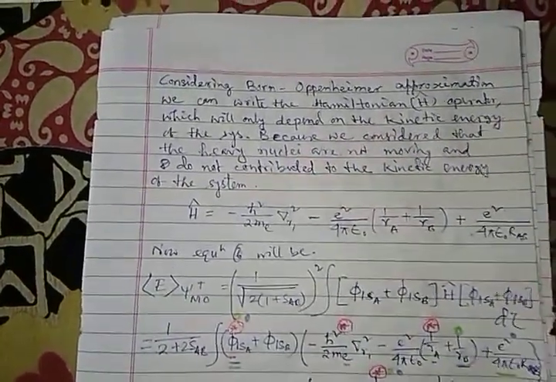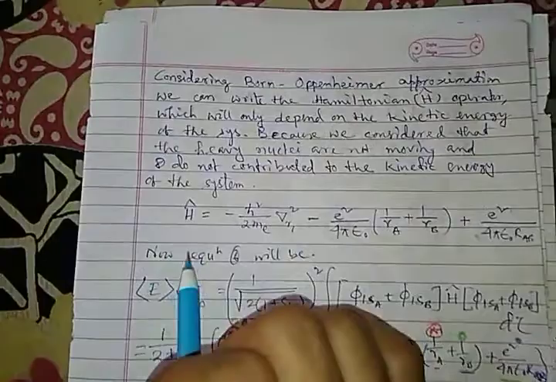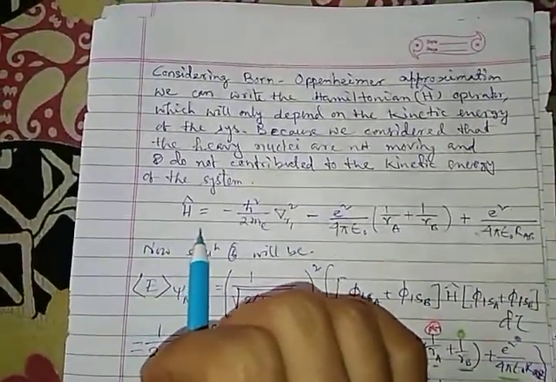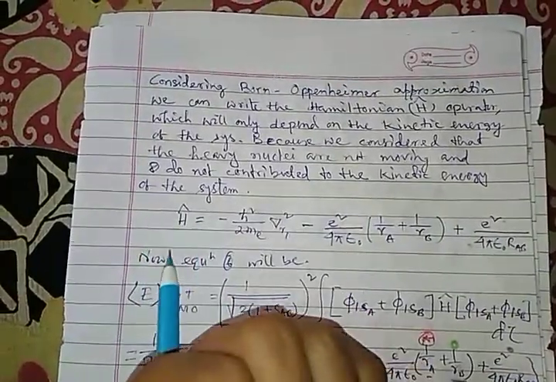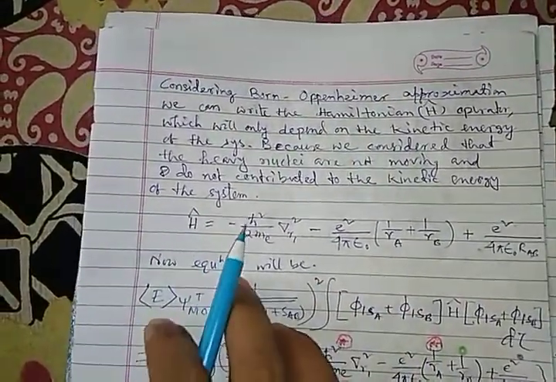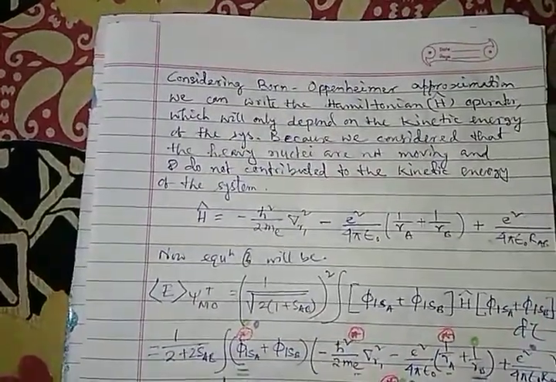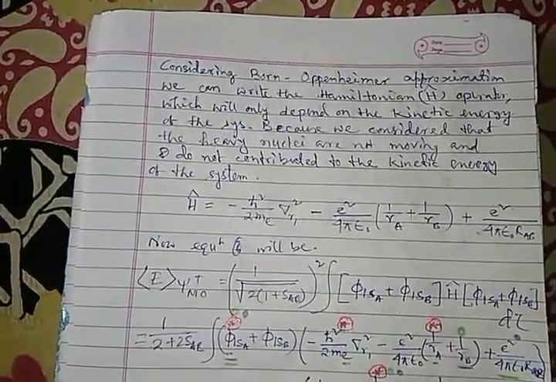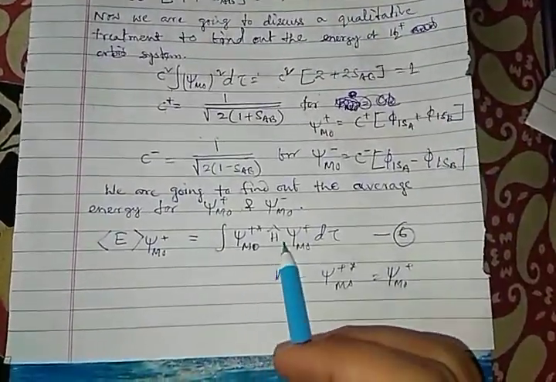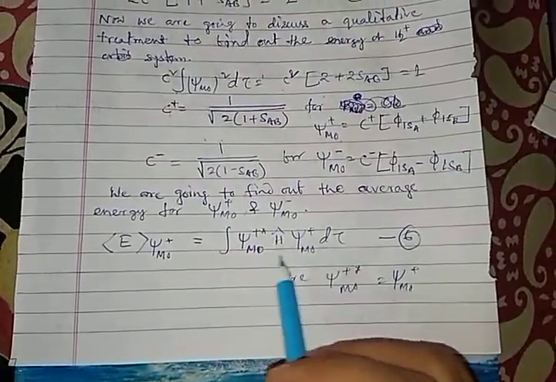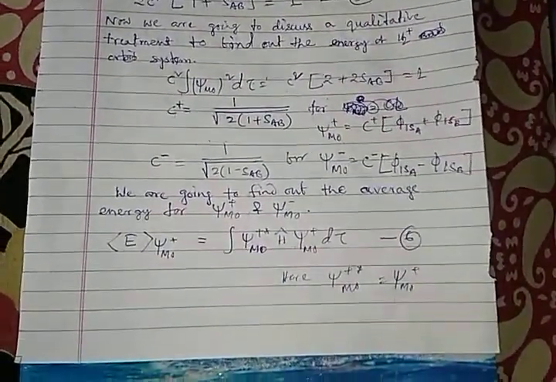Now we are going to discuss the construction of the Hamiltonian for the psi MO, and now we are considering the addition case, where we have considered that psi MO is the additive combination of phi 1s A and phi 1s B. So we ended with this relationship in the previous class, and now we are going to construct this Hamiltonian.